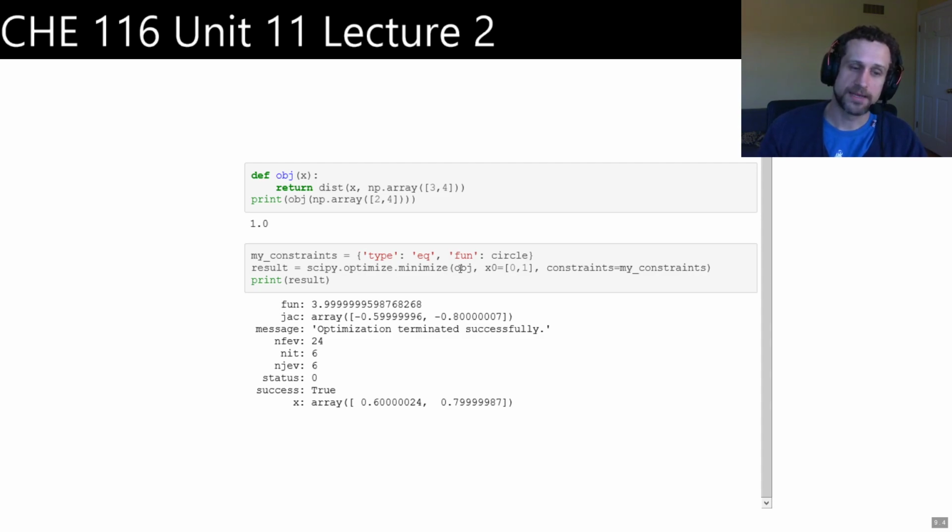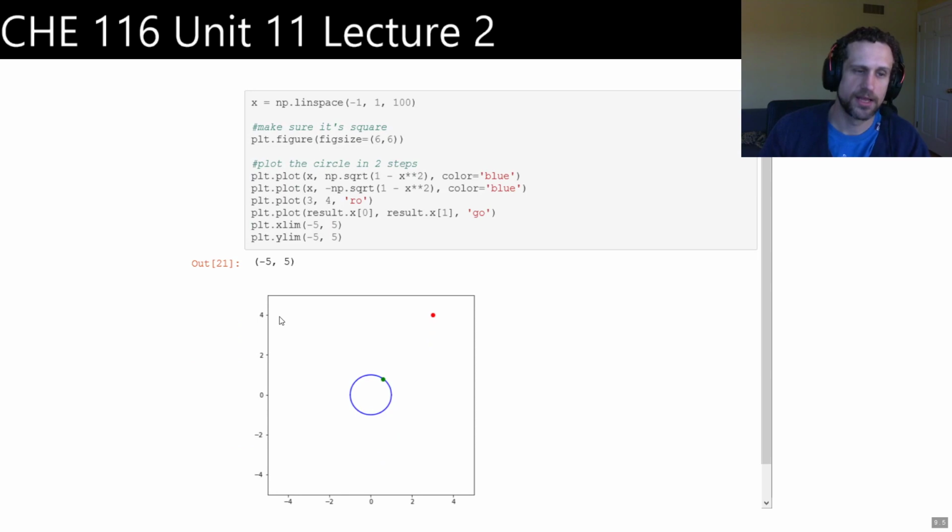Then when I call minimize, I do the same thing. I give it my objective function, minimizing the distance to the point 3, 4. I pass in my starting point. Doesn't matter. I chose 0, 1 because that happens to lie on the circle. And then I pass in my constraint, which is this dictionary I just created. And then, it goes through and it computes it. And I'm plotting the result. So it turns out that this green point is the closest point that lies on the circle to the red dot.